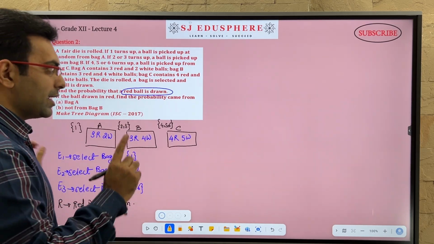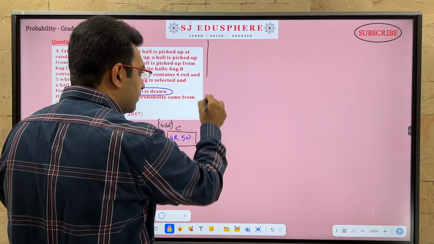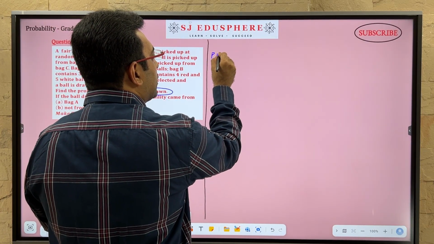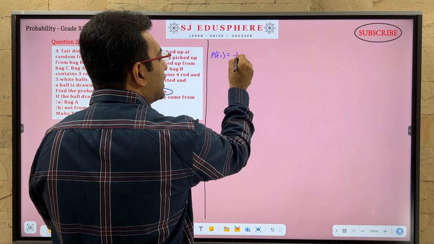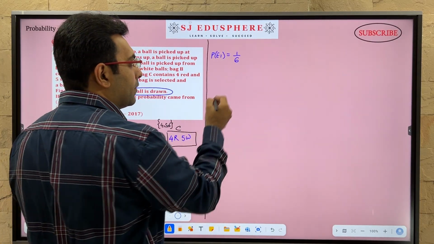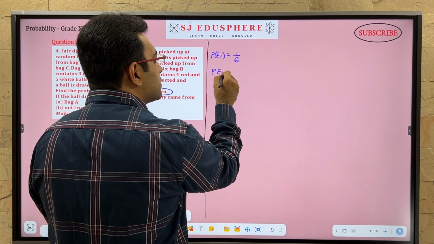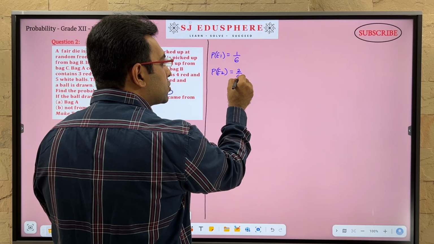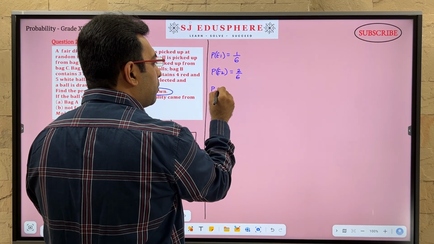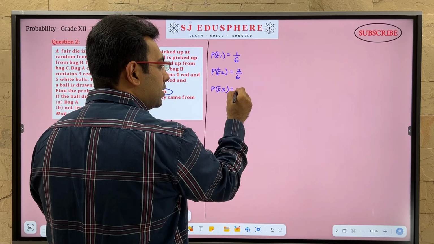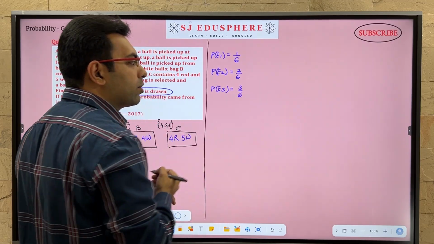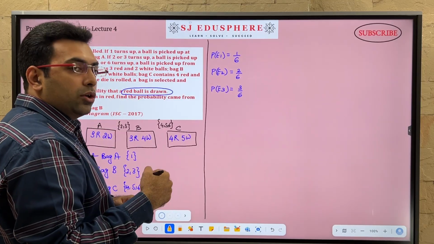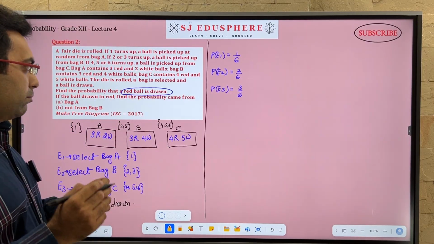Okay. Now understand how we are writing this second sum. I am saying the probability of selecting bag 1 is getting the number 1, that is 1 out of 6. The probability of selecting bag 2 is getting the number 2 and 3, that is 2 out of 6. The probability of selecting bag 3 is 3 out of 6. Okay. Now you are interested in getting a red ball.